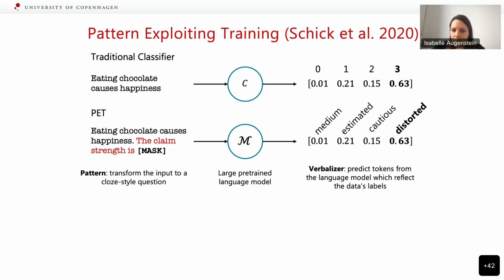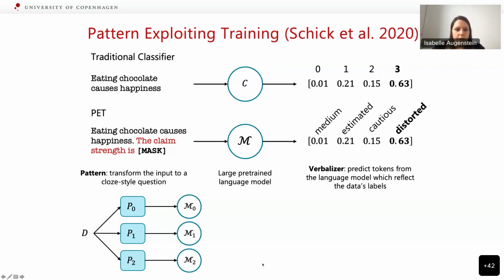In terms of the modeling, given these pattern verbalizer pairs, which we came up with, we train an ensemble of models on a small labeled seed dataset to predict the appropriate verbalizers for these slots. And then we get some probability for each of these verbalizers, for example, 0.01 or 0.36 here for distorted. And here we have these different language models for each of these patterns.